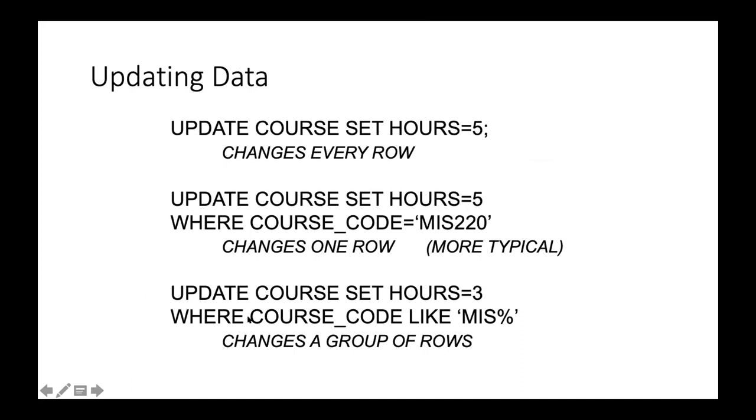Similarly, if you want to change all the hours where your course code starts with MIS, you can use update course set hours equal to 3, where course code like MIS percentage. I'll explain this in more detail.